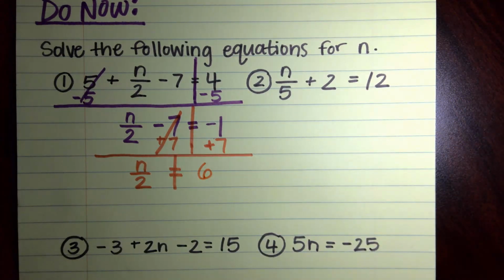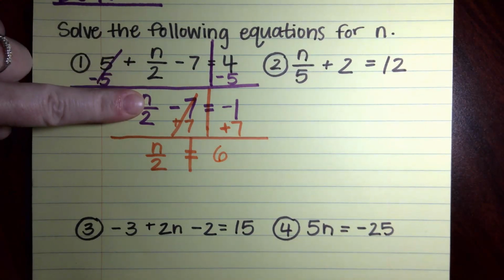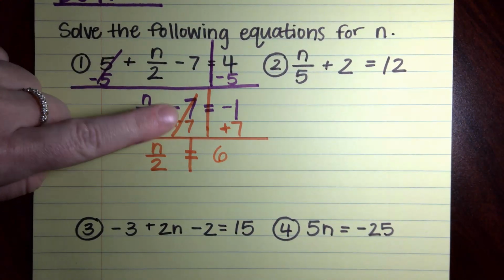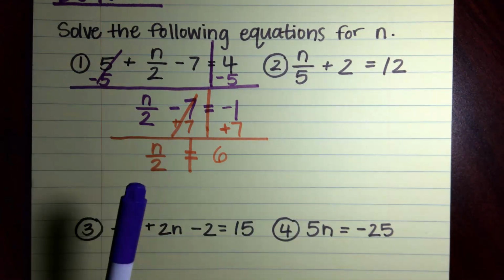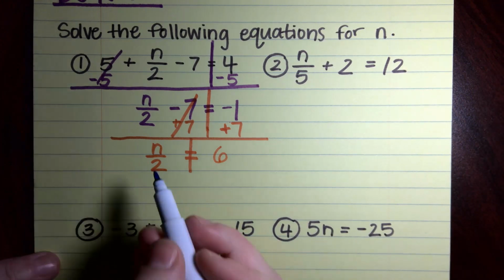Okay, so now we have a whole new equation again. Here was step 1. Step 1, we took away 5. Step 2, we added 7. Step 3, what's the last thing we're going to do here? We have n divided by 2. Yeah, we need to do inverse operations.